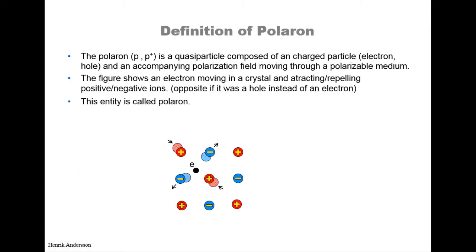The polaron is a quasi-particle composed of a charged particle and an accompanying polarization field moving through a polarizable medium. The figure shows an electron moving in a crystal and attracting and repelling positive and negative ions. This entity is called a polaron.